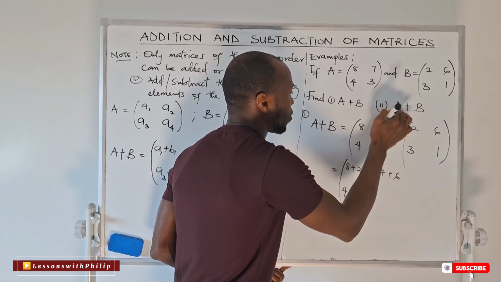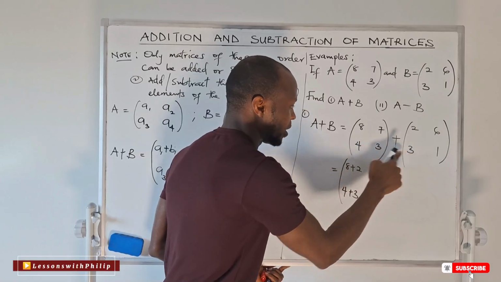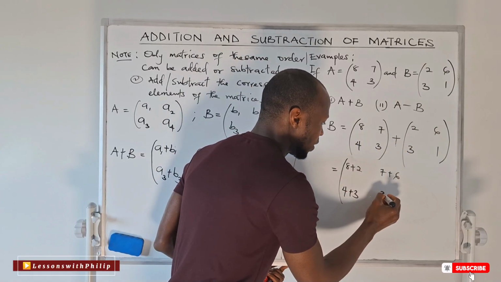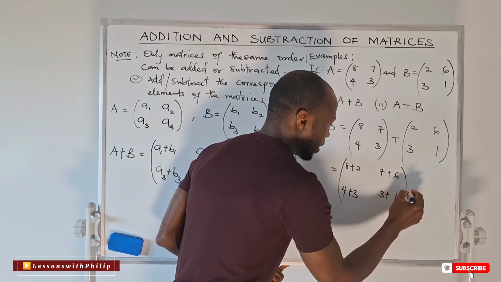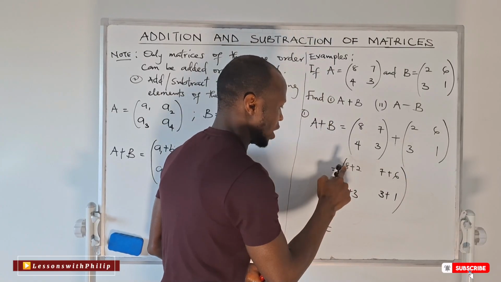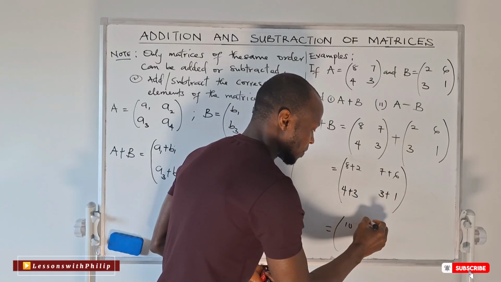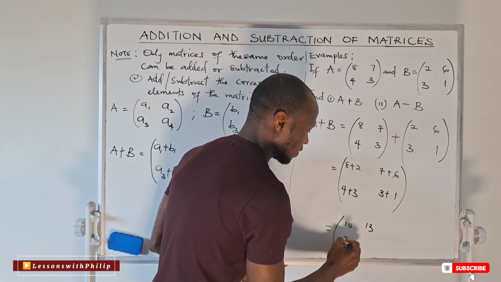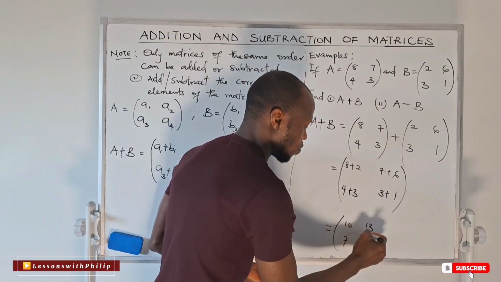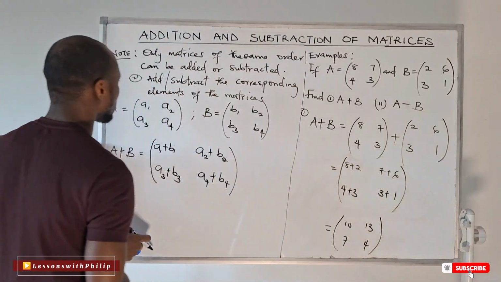So this will be plus, and this is minus 10. Okay, now 4 plus 3. And the second one is 3 plus 1 plus 1. This will be equivalent to 8 plus 2 is what? 10. 7 plus 6 is what? 13. 4 plus 3 is what? 7. Okay? 3 plus 1 is what? 4. And that is the addition of that matrix.